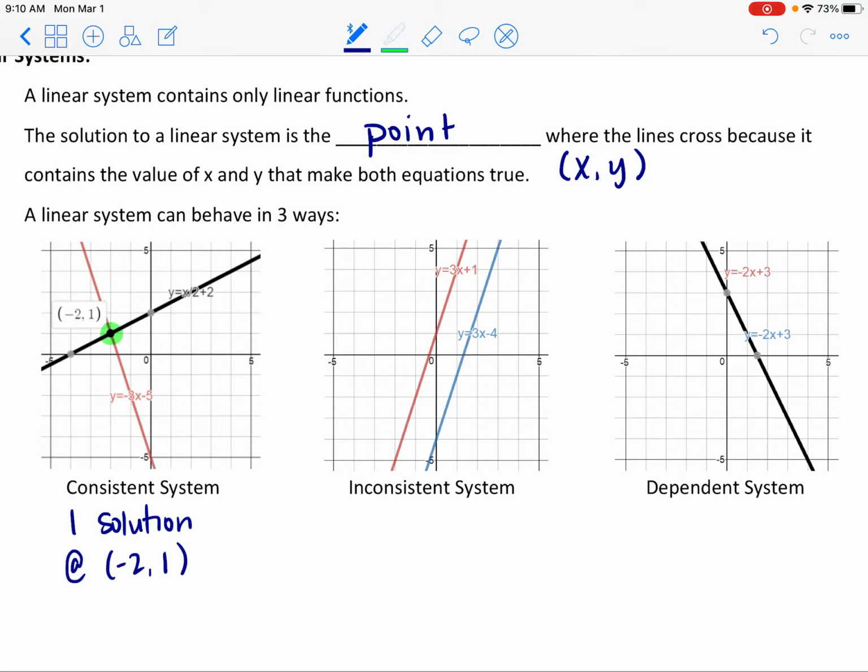Now again, it's possible that you have an inconsistent system. If it's linear, what's it going to look like if two lines never cross? Well, they're going to be parallel. So an inconsistent linear system will have parallel lines, therefore no points of intersection. That means no solutions to the system.